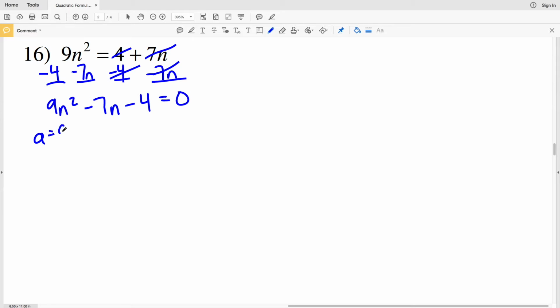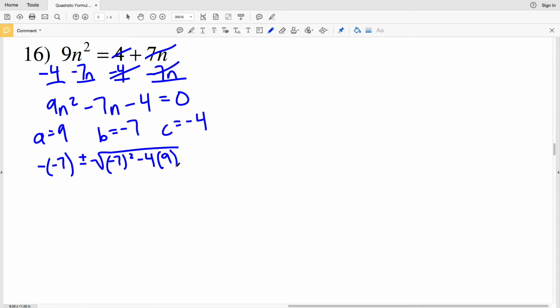My a value is positive 9, my b value is negative 7, and my c value is negative 4. So I'll have the opposite of b, the opposite of negative 7, plus or minus the square root of negative 7 squared minus 4 times a times c, that's 4 times 9 times negative 4, all over 2 times a, 2 times 9.